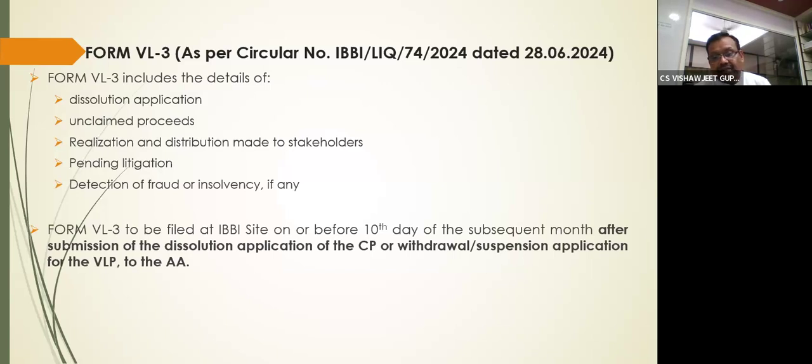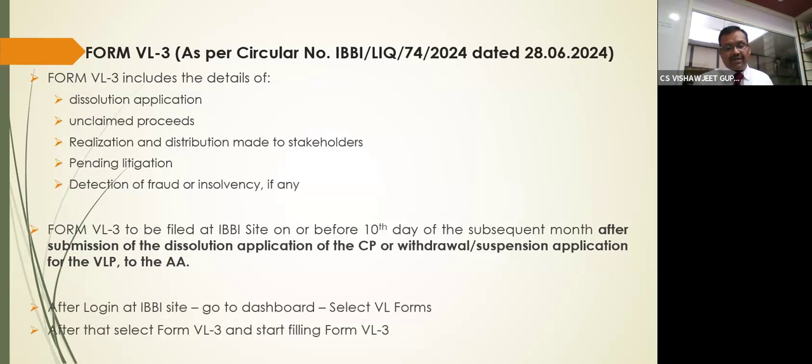Form VL3 is to be filed at the IBBI site on or before the 10th day of the subsequent month after submission of the dissolution application of CP, or withdrawal or suspension of the application for the voluntary liquidation process, to the adjudicating authority. So once you file the dissolution application of the CP, or any application for withdrawal or suspension of the application, at that time Form VL3 will trigger, and Form VL3 will be filed with the IBBI. After login to the IBBI site, go to the dashboard, select VL forms. After that, select Form VL3 and start filling.